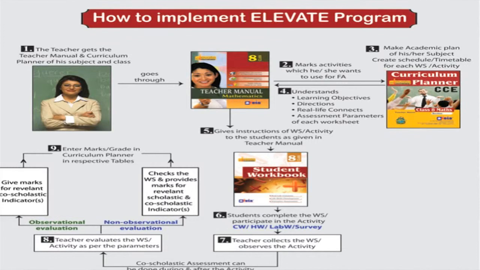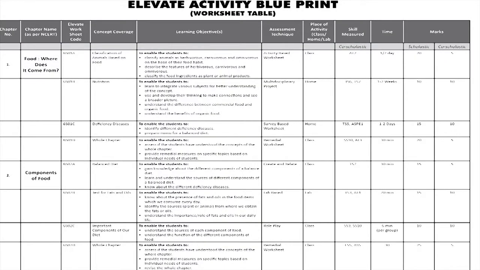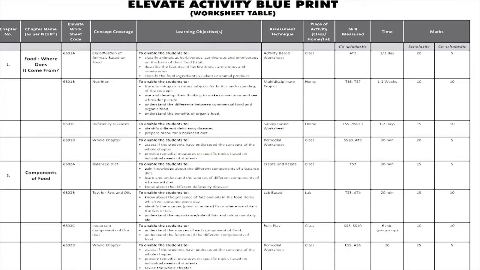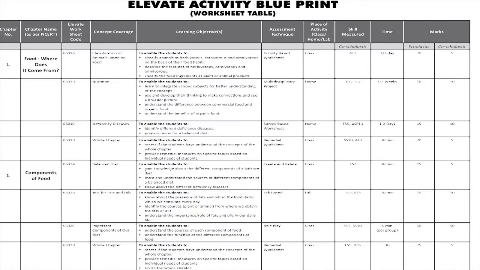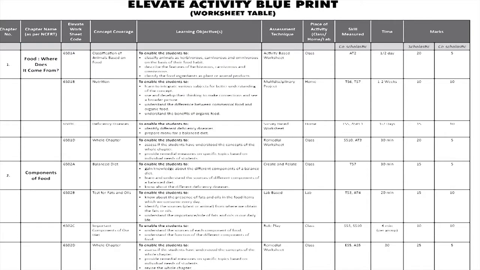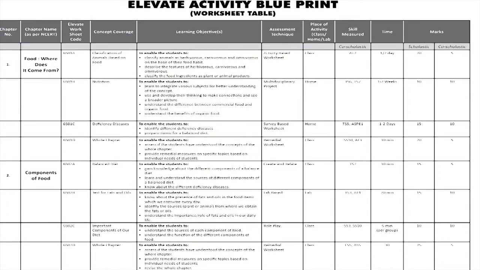The teacher's curriculum planner comes into the picture again when the teacher keeps the records of the child's progress in the register. Remember this sheet? We did this in our section 1. This is the curriculum planner. Here, chapter 1, this is science, the science subject for class 6. Chapter 1 is Food. Where does it come from?